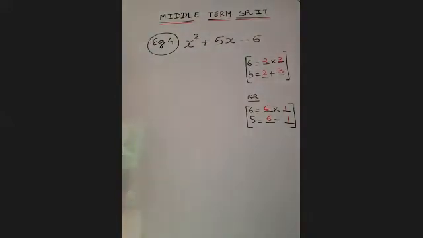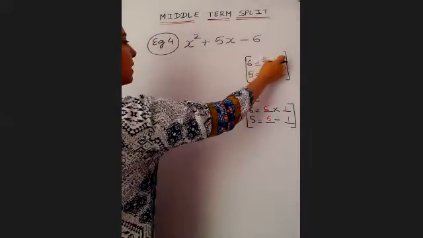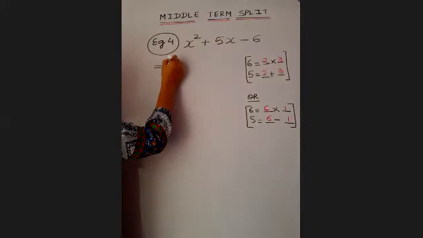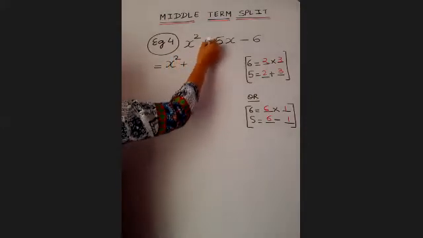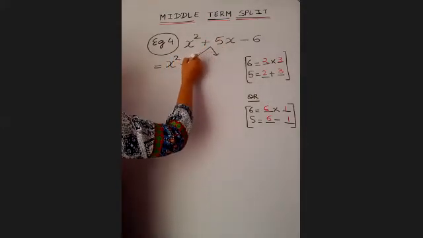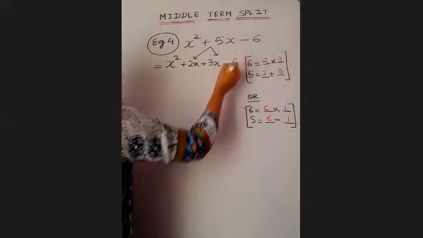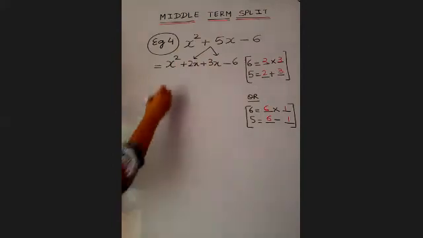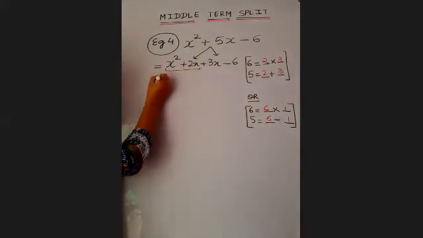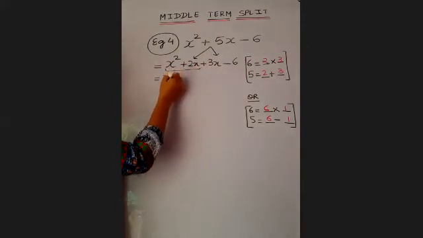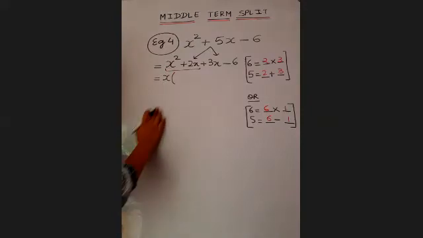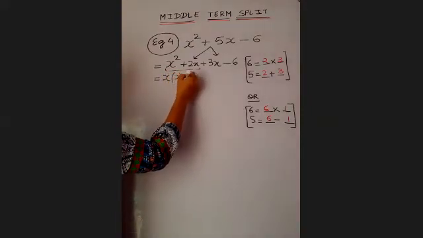See, I'm explaining it. Suppose I'm writing it as 2 into 3. So this becomes x squared, 5x will be split as 2x plus 3x, minus 6. If I take common here, x will be common. In the bracket, I have x plus 2.